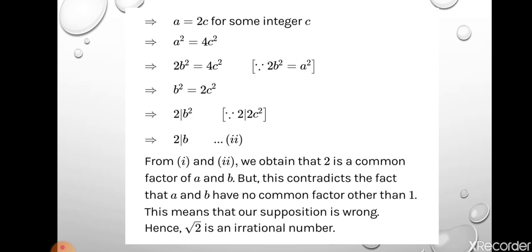Then we get 2b square is equal to 4c square. After solving this, we get b square is equal to 2c square. Again the same conditions. That means 2 divides b square, so b square is also divisible by 2. If 2 divides b square, then 2 also divides b. This is your equation number 2.